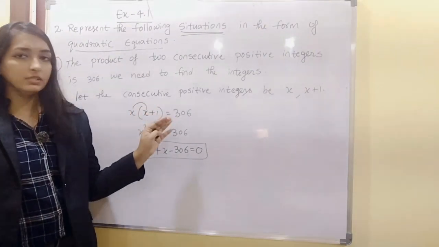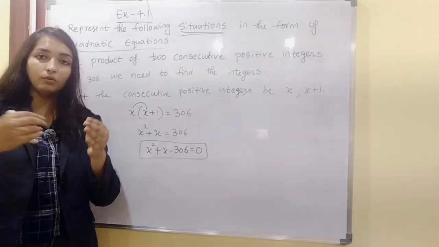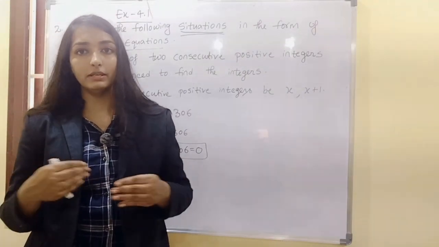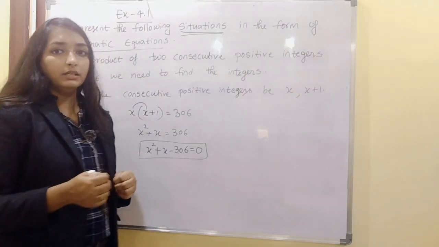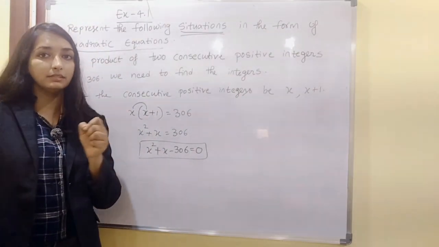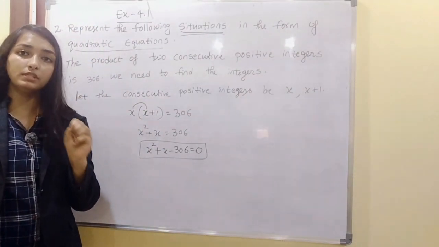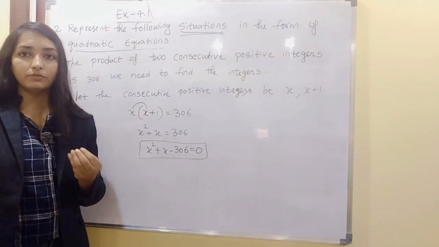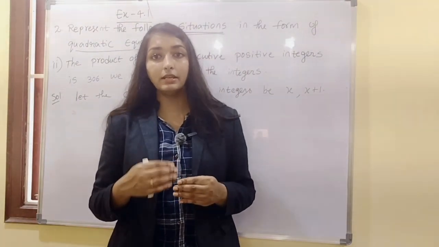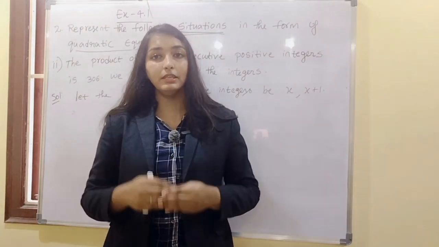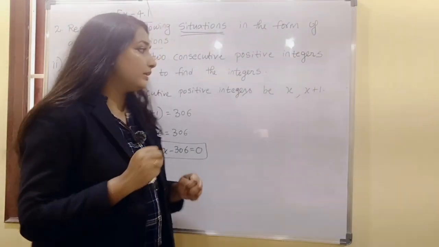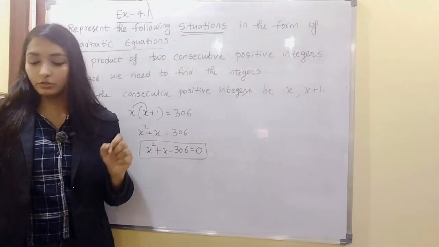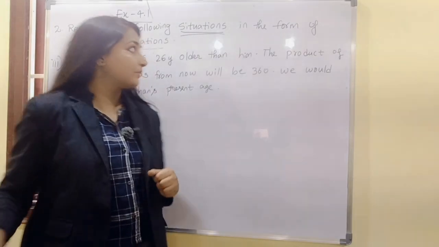First, you just understand the concept and how to represent the given situation in the form of a quadratic equation. Later we will learn how to find the x values, using 3 methods, in the next video. So just understand how to represent the given situations in the form of quadratic equations, that is ax square plus bx plus c is equal to 0. This is the third question.